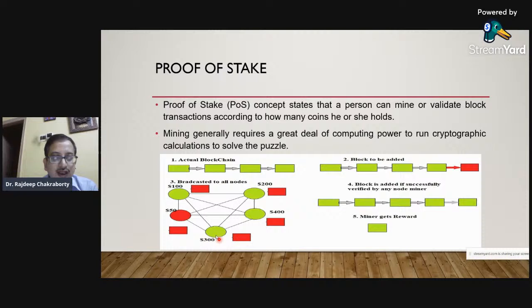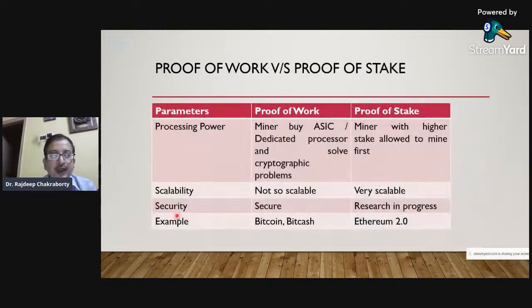In this way it will go through all the nodes, and finally if someone verifies or mines it successfully, then only this block is added, and a reward is given to that miner, and obviously this will then increase his stake.